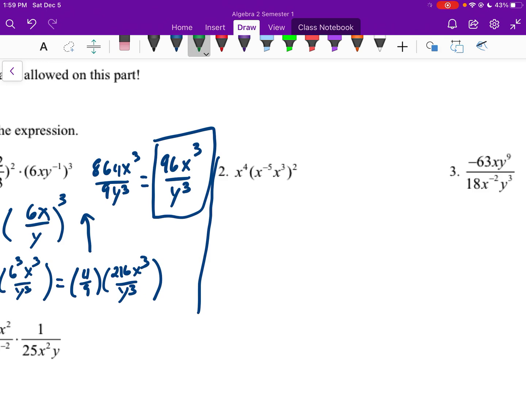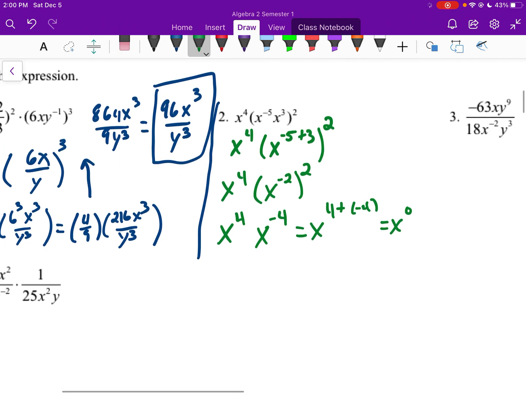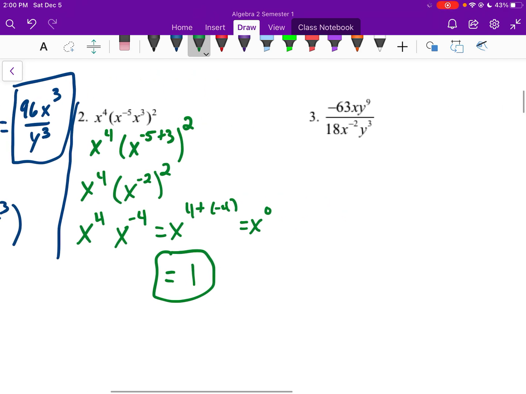Number 2 now, I can go inside the parentheses there and simplify that. So I got x to the 4th, x to the negative 5th times x cubed. Again, we're adding our exponents. So we got negative 5 plus 3. We're going to end up squaring that eventually. So I have x to the 4th, x to the negative 2 squared. There I have a power to a power, so I'm going to multiply my exponents there. So I'm going to end up with negative 4. And again, we're multiplying again. So that's saying 4 plus negative 4, or x to the 0 power, which anything to the 0 power is 1.